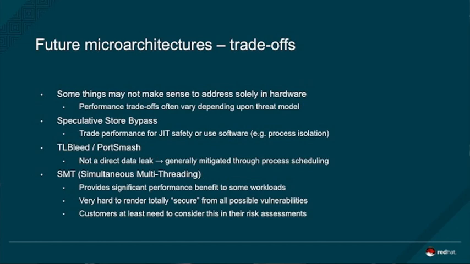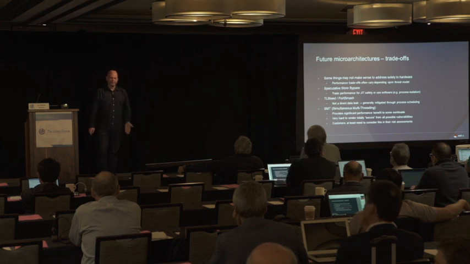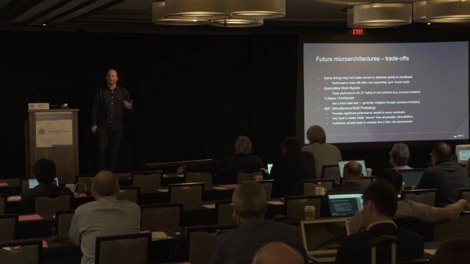And in some of these vulnerabilities, like PortSmash, I'm not directly leaking data. I'm just inferring something about how another thread is executing. And again, it doesn't make sense to go and redesign our processors completely just because somebody might be able to run code on one thread and infer execution on another. Instead, it generally makes sense to just follow good guidance when we're writing, for example, cryptographic code to harden it against some of these attacks.